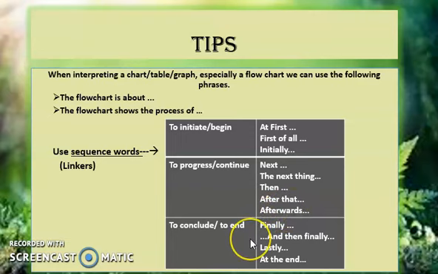And when you move on to concluding, to indicate the final step, you'll use finally, and then finally, lastly, at the end. You can also use ultimately. You can add your own list which is meaningful to this category.